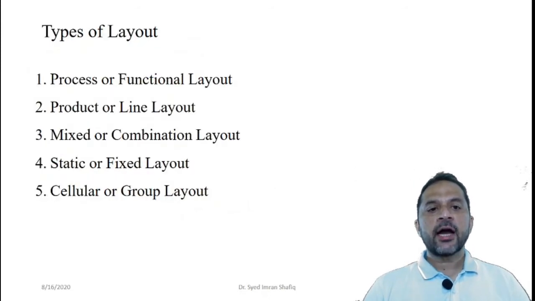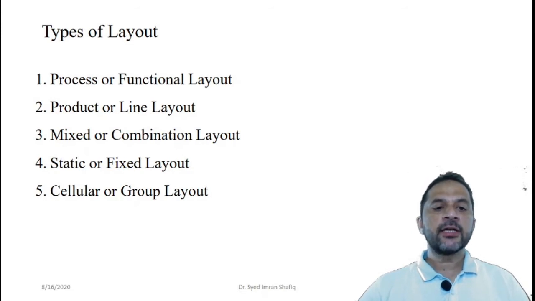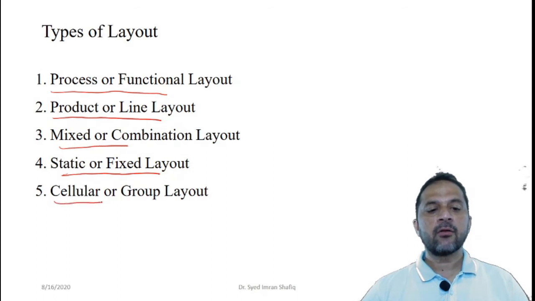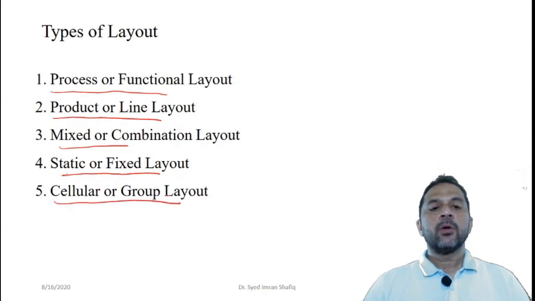Now there are various kinds of plant layout that we will be discussing. First one is process or functional layout. Second is product or line layout. Third is mixed or combination layout. Fourth is static or fixed layout. And last is cellular or group layout. We will be discussing each one of them.